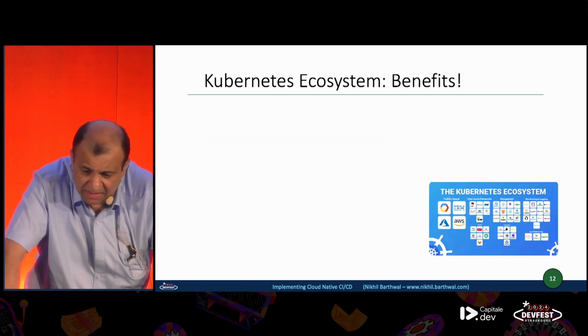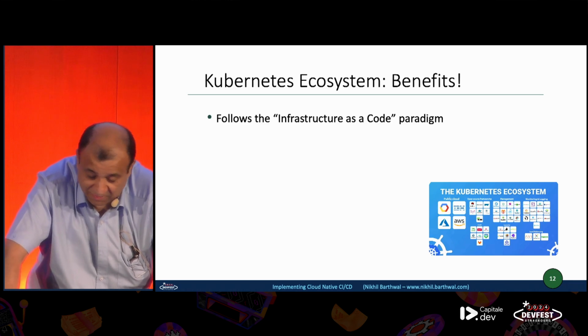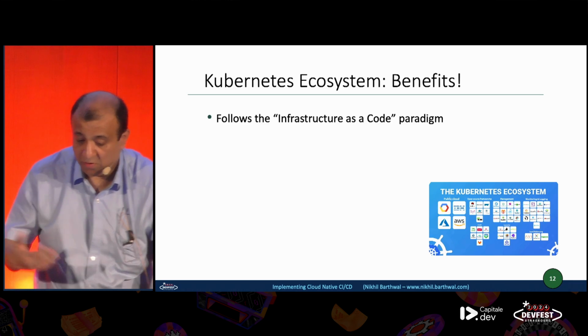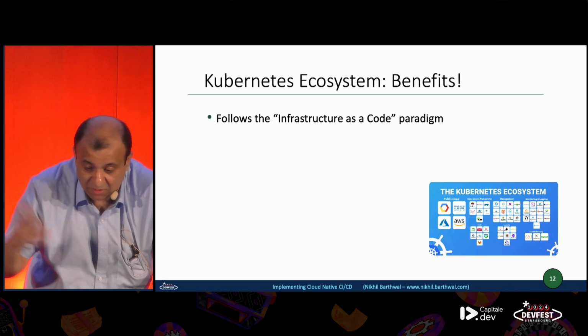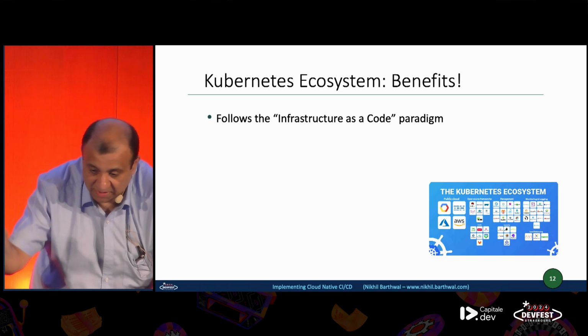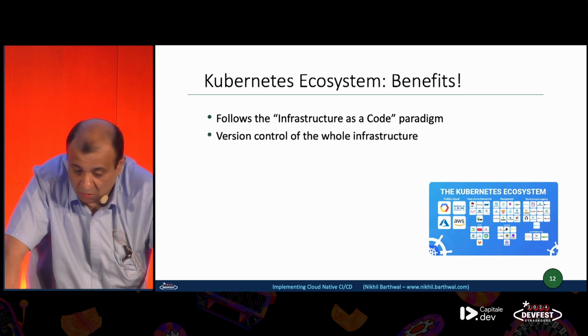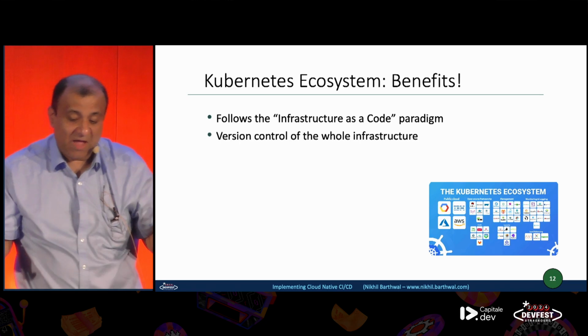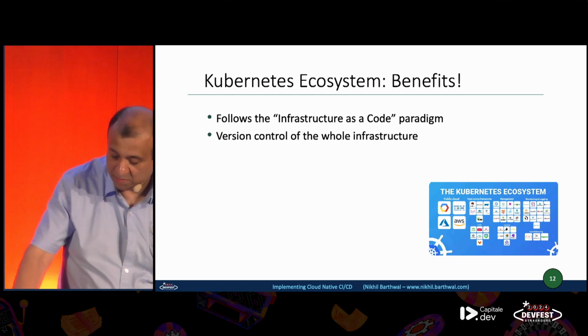Kubernetes is a big ecosystem. So there are a lot of benefits of using open source because the ecosystem is very big. It's very well supported, with a lot of tools. It follows the infrastructure as code paradigm, which is actually very helpful in GitOps. We'll talk about GitOps later on.